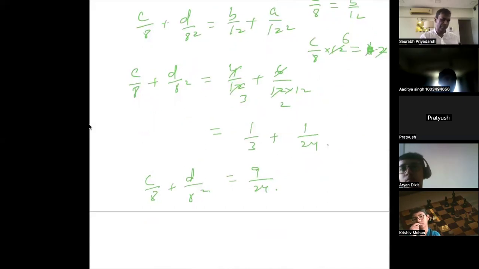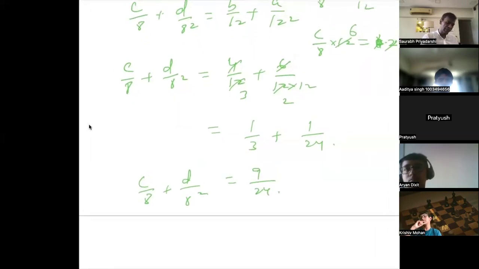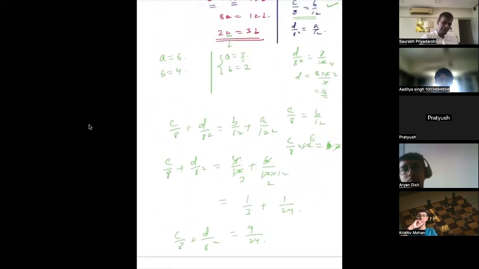Is this okay? We have to find the value of C and D. Is this possible to find the value of C? Okay, are the steps clear up to here?